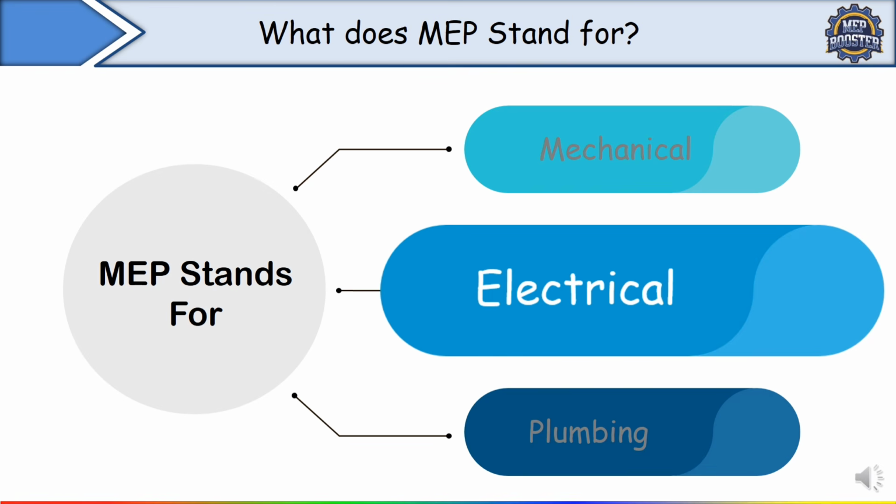So under the electrical system we have to discuss all this. So the electrical system provides power for lighting, equipment, appliances and other electrical loads throughout the building.